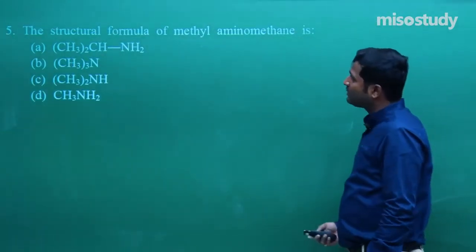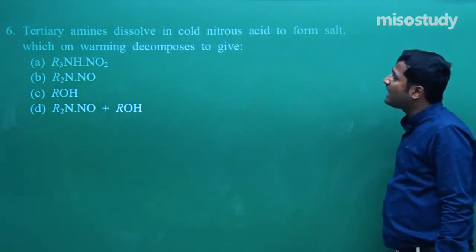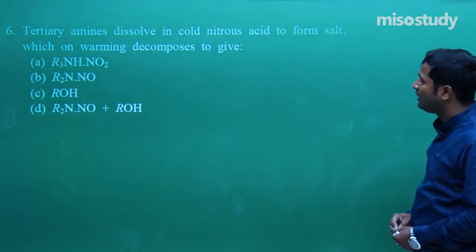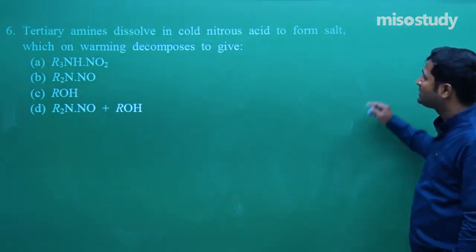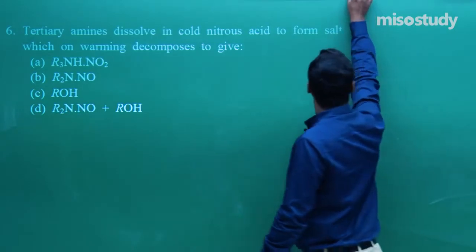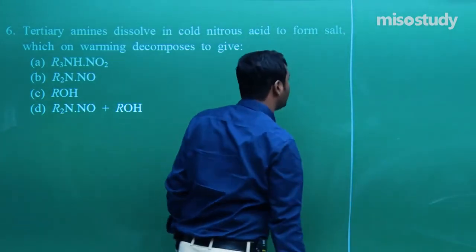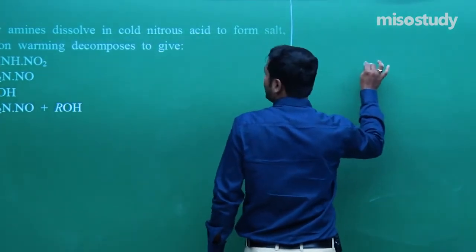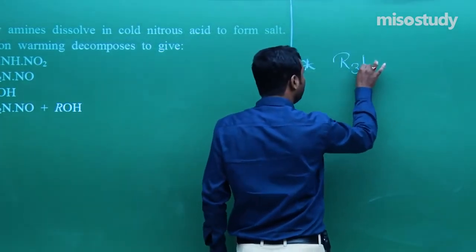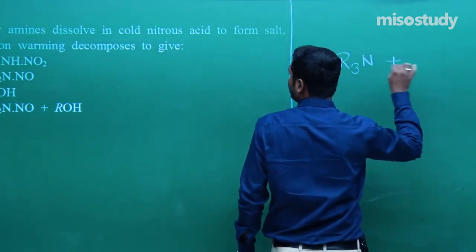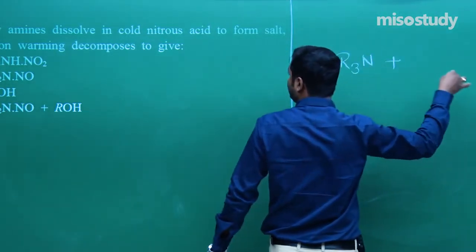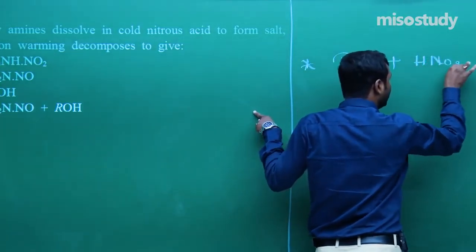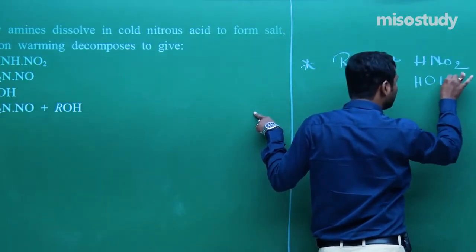The next one is question number 6. Tertiary amine dissolves in cold nitrous acid to form a salt, which on warming decomposes to give... This is the method to differentiate 1 degree, 2 degree and 3 degree amines. Here a tertiary amine is given, that is R3N, on treatment with cold nitrous acid, that is HNO2. It can be written like this, OHNO.